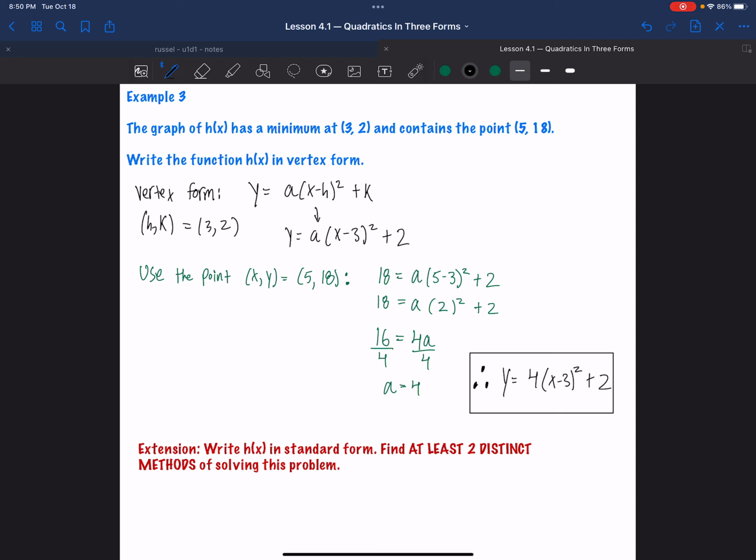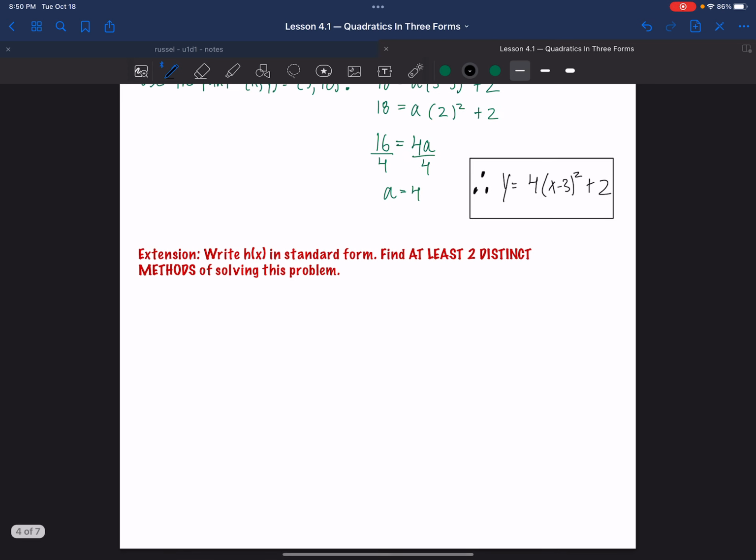I think factored form and vertex form, if you're just given that information, not so bad, really. We'll work harder examples in the future where you have to convert between forms. But for now, notice the information we were given for example 3. I had a vertex and I had a second point. So long as I have that information, I can certainly write vertex form. Now, example 3 also has an extension, which is to write it in standard form.